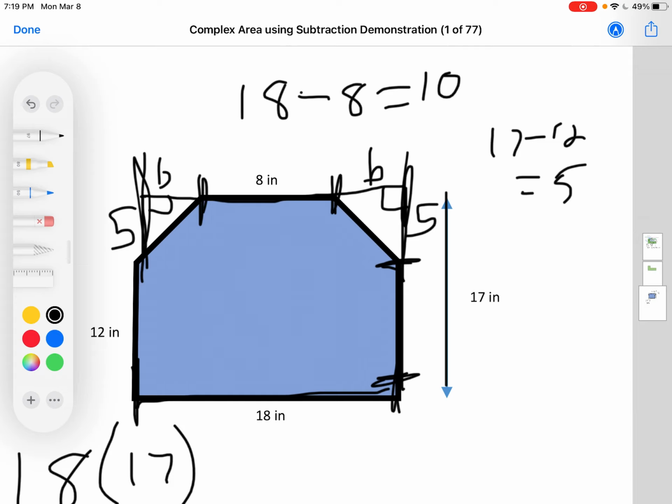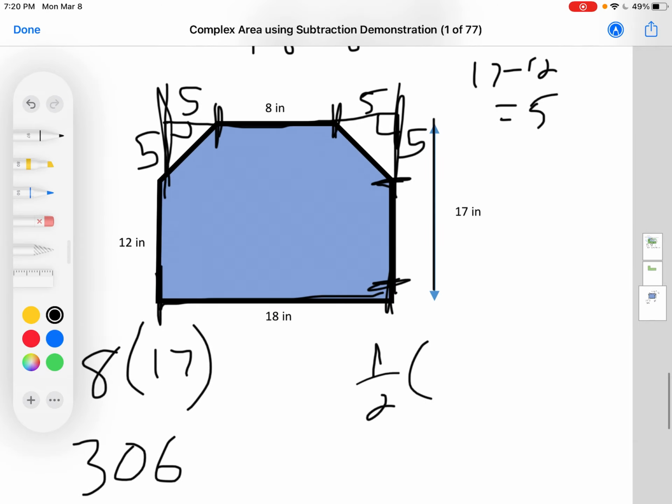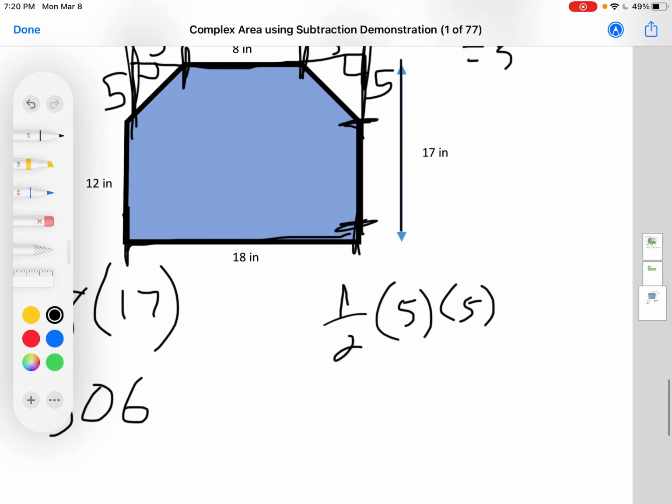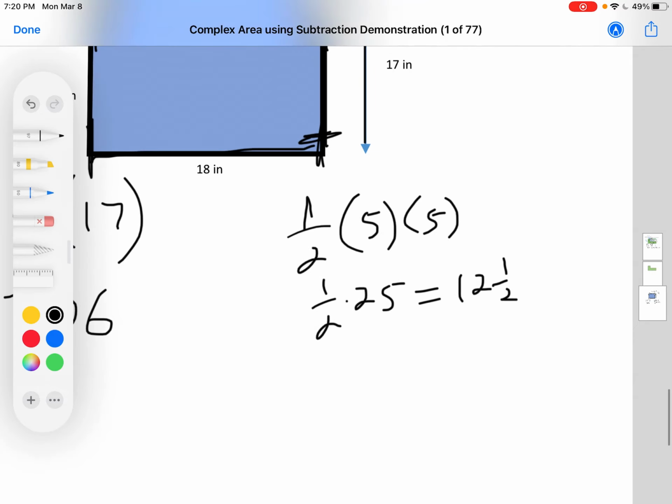I'll show you. It might be as extreme as 5 and 5, in which case I will do 1/2 times 5 times 5 times 2, because there are 2 of them. So 5 times 5 is 25. 1/2 of 25 is 12.5. And then there are 2 of them. So that would be 2 times 12.5 is equal to 25.